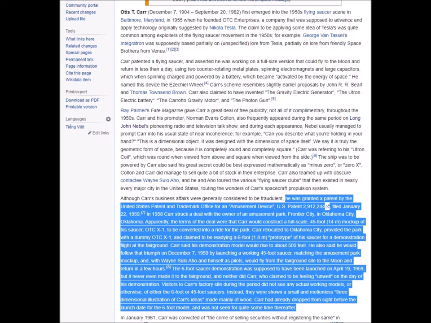Carr said that his demonstration model would rise to about 500 feet. He also said that he would construct and launch an operational 45-foot saucer, matching the amusement park mock-up, and would fly from the fairground to the moon and return in just a few hours. The 6-foot model saucer was supposed to have been launched on April 19, 1959, but it never made it to the fairground. And neither did Carr, who was found to be sick in the hospital on that day. Visitors to Carr's factory site during the period did not see any actual working models. Instead, they were shown a non-operational 3-dimensional illustration of Carr's ideas, made mostly of wood. Carr was apparently not present at the showing.